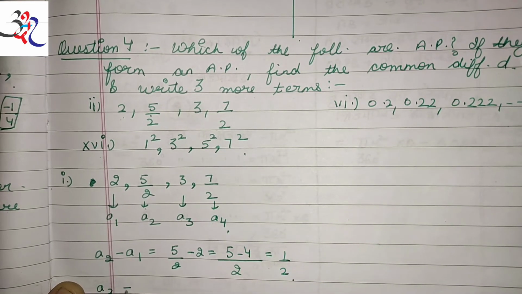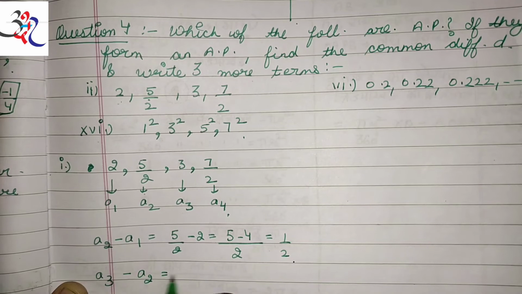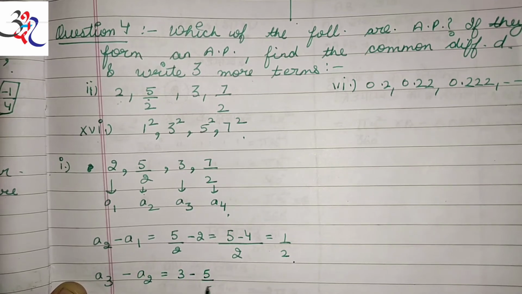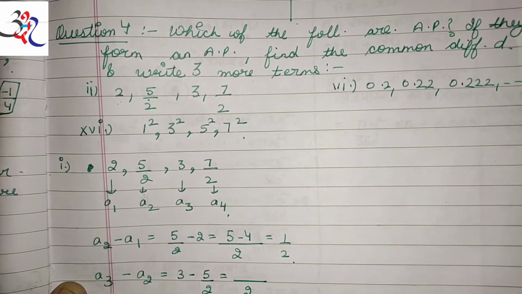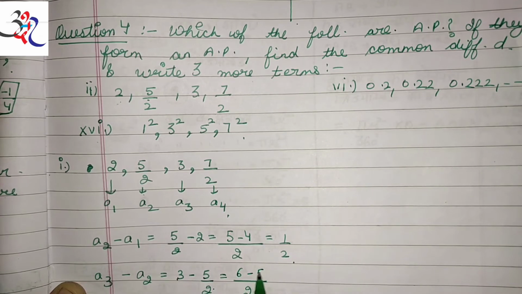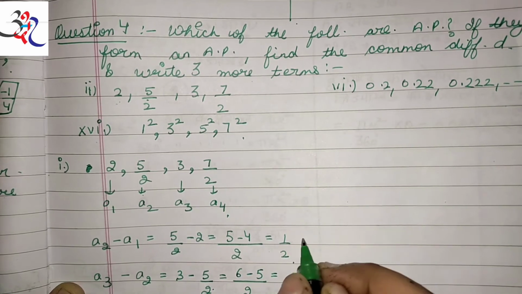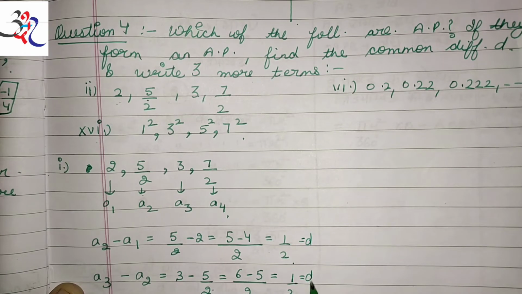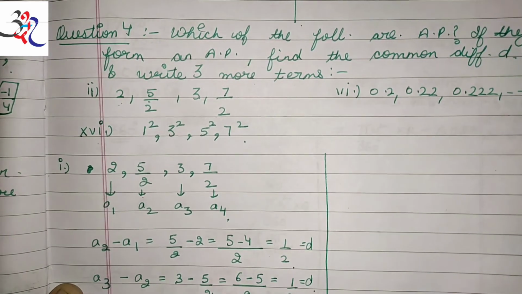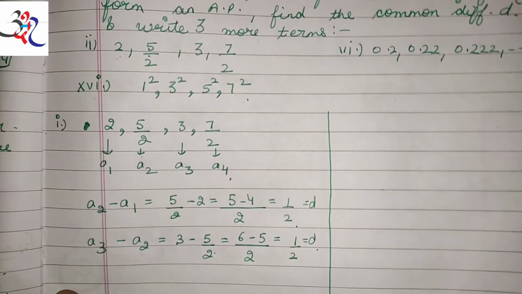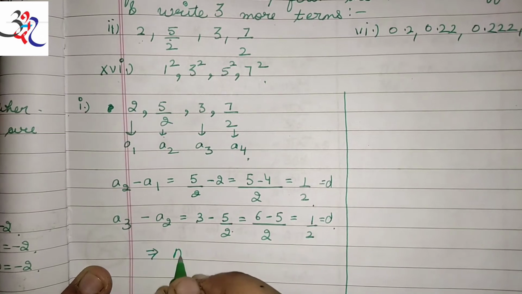Next, find out A3 minus A2. It is 3 minus 5 by 2. 2 will be LCM. 2 3 is the 6. 6 minus 5 is 1 by 2. So the difference between the two consecutive terms is same. So that means this is forming an AP.